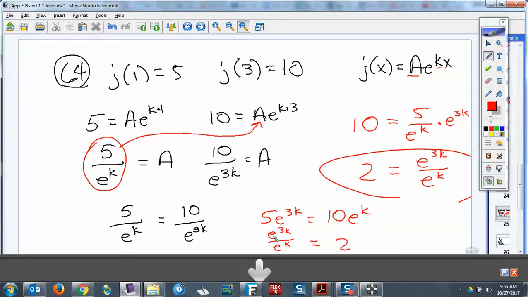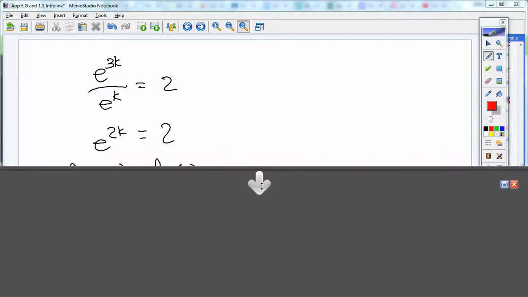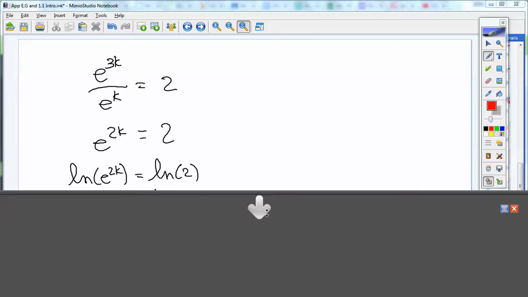What are we going to do when I'm dividing and the bases are the same? Subtract the powers, right? So when I get to this point right here, I can just subtract those powers. 3k take away 1k. Okay? And now I can just go to my log form, or I can do the ln. I prefer ln on both sides for whatever reason. But ln on both sides.